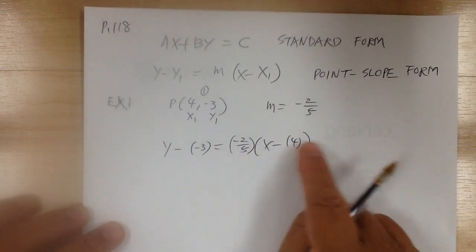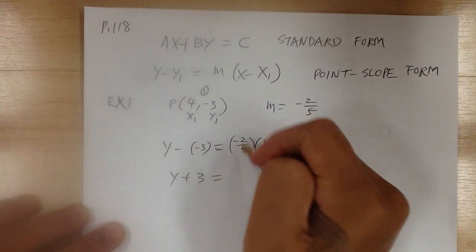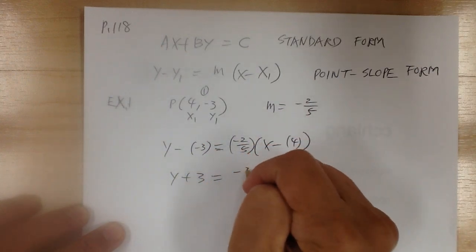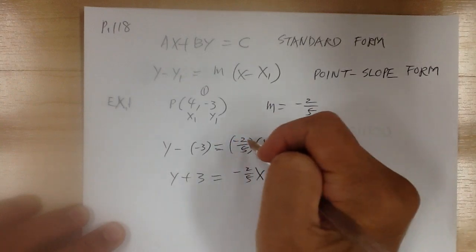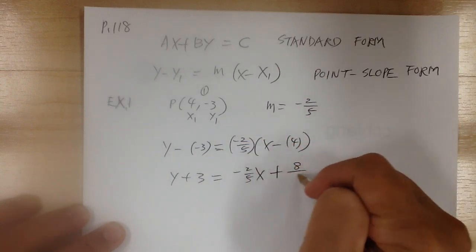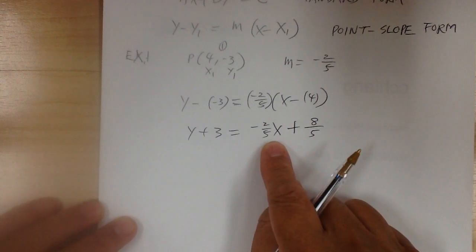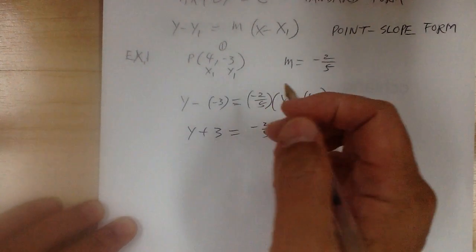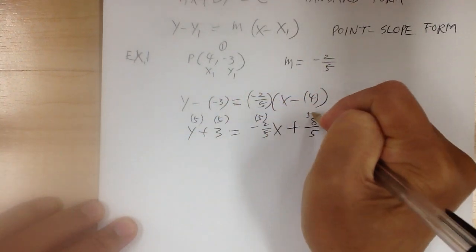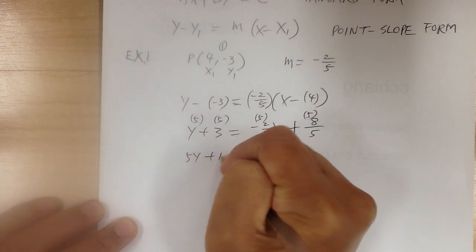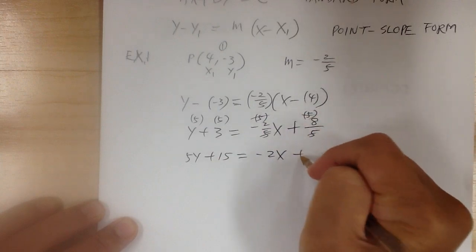The next step is to work everything out and get rid of all the parentheses. So you've got y plus 3 equal, and distribute: -2/5x, negative times negative is positive, 2 times 4 is 8/5. Then the next step is to get rid of the fraction. To get rid of fractions, you multiply everything by the common denominator, so multiply everything by 5. Make sure you multiply every term by 5. That becomes 5y plus 15 equal to -2x plus 8.